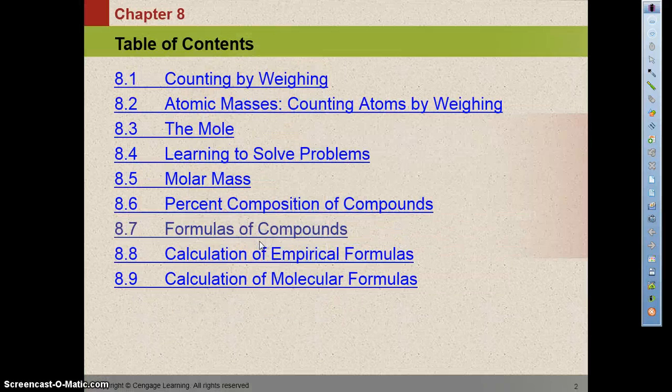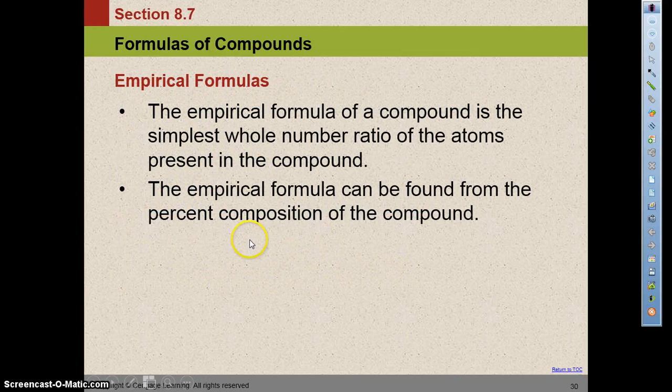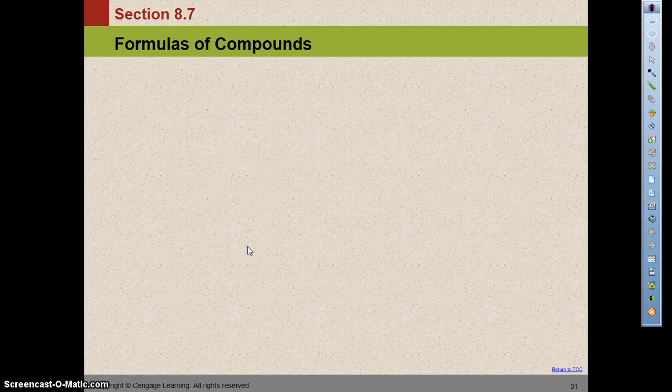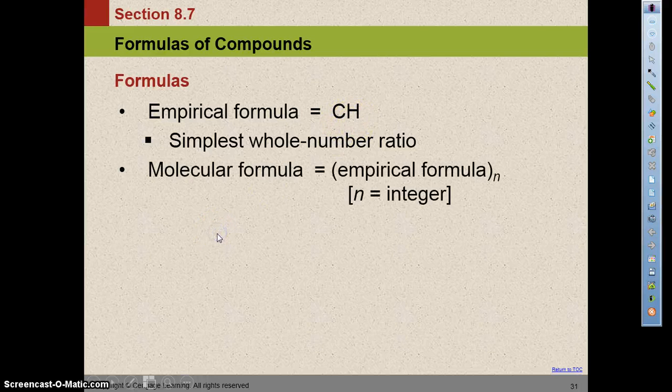Today in Chapter 8, we're going to combine formulas of compounds and the calculation of empirical formulas. An empirical formula is the simplest whole number ratio of atoms in a compound, and the empirical formula can be found from a percent composition of the compound. Empirical formula, for example, CH, and this is in a 1-to-1 ratio. It's the simplest whole number ratio.